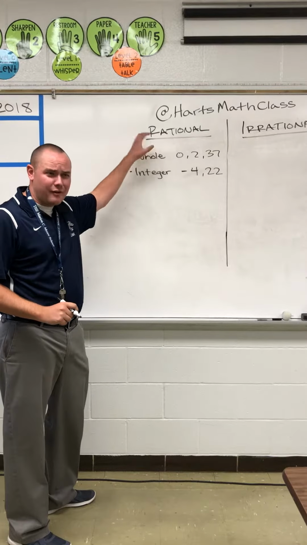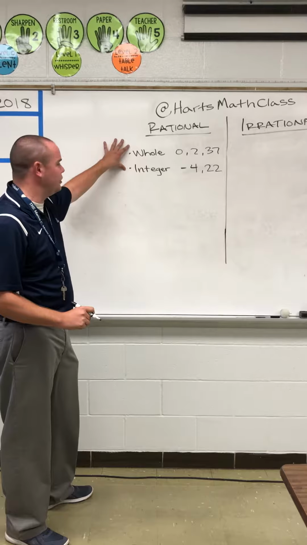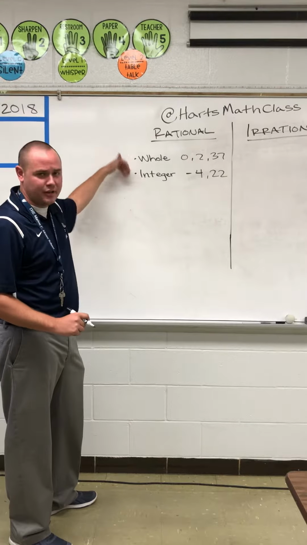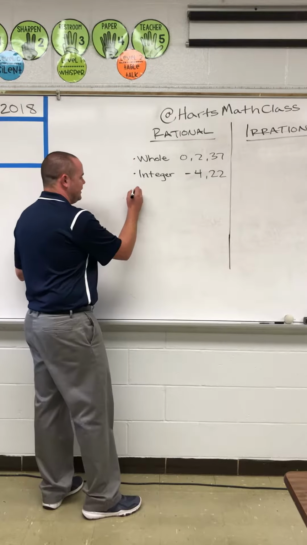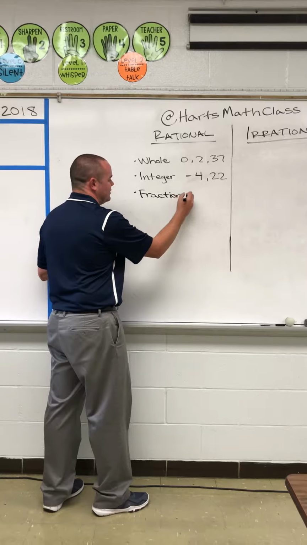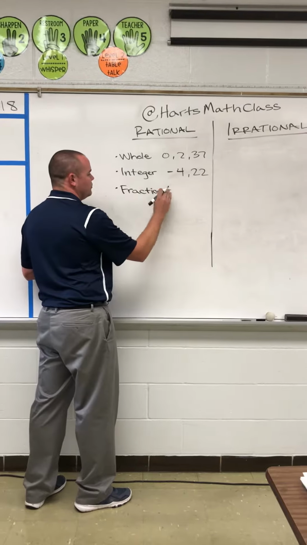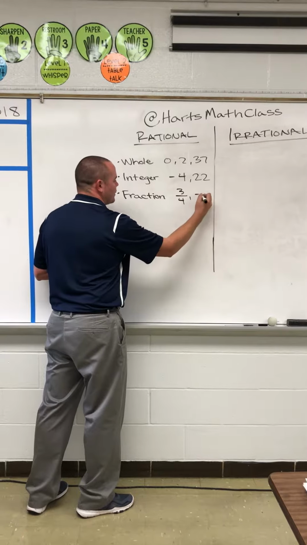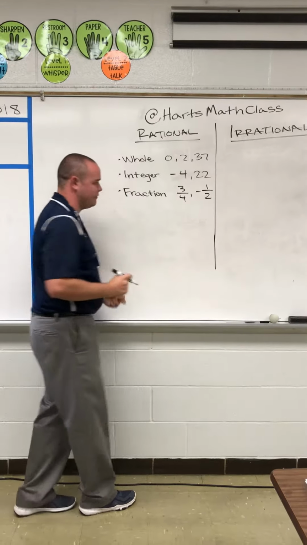Now, our real definition for a rational number is any number that can be written as a fraction. So all of these can be, because you can put them over 1. So anytime that you have a fraction, you don't even have to think about it. It is automatically going to be a rational number. So 3/4, or if it's negative, like -1/2.